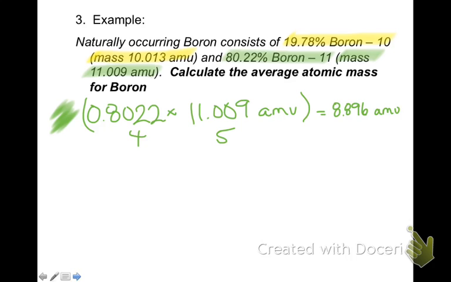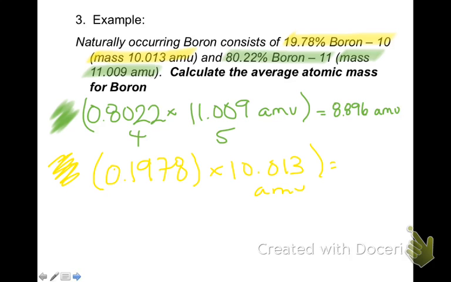Okay, and then we're going to do the same thing for our second isotope. So we're going to take our 19.78%, divided by 100, 0.1978, and we're going to multiply that by the mass, which is 10.013 AMU. And I kind of messed up my parentheses there, I guess. I don't have enough. There we go. So 0.1978 times 10.013 gives me, again, 4 sig figs here, 1.981 AMU.